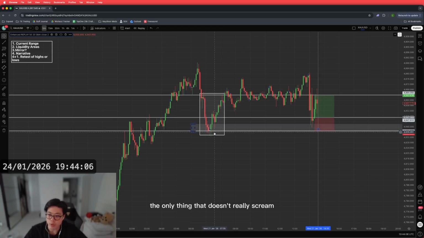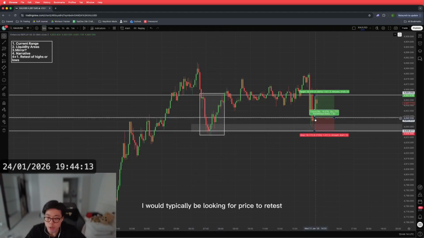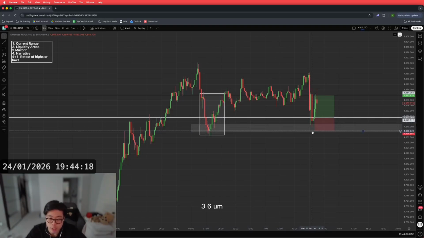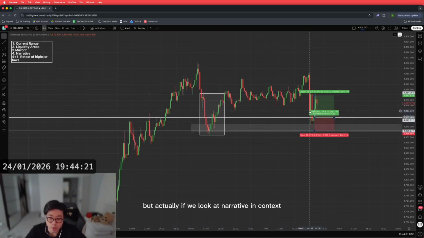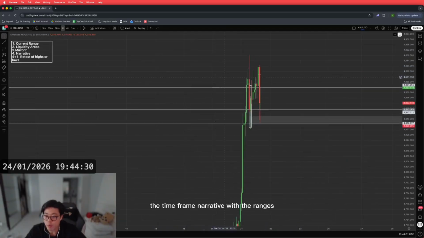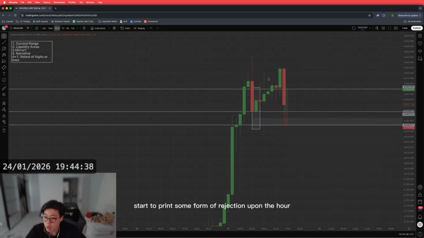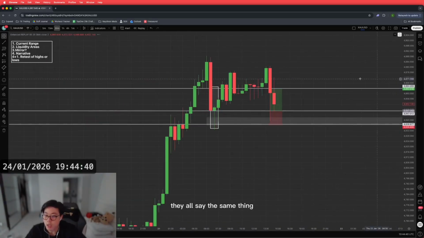The only thing that doesn't really scream so much clarity for me right now is the liquidity areas. I would typically be looking for price to retest this area down here. That's my initial belief that price action should retest 836. But actually, if we look at narrative and context, the 4-hour candle to validate you into this makes a lot of sense, and I'll dive deeper in a second. If we look on the time frame narrative with the ranges, we typically do see price action here at the 4647 areas start to print some form of rejection upon the hour, upon the 30, upon the 15. They all say the same thing.